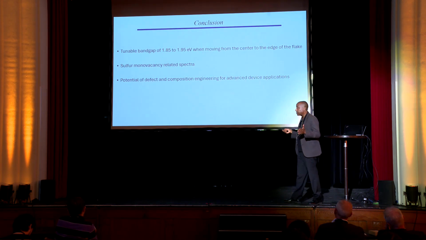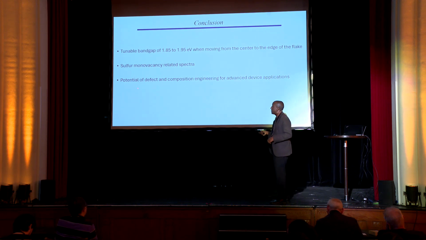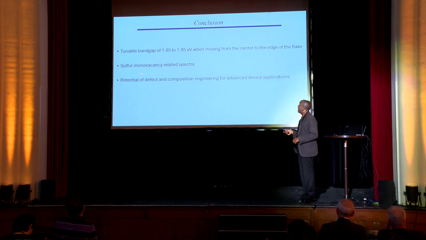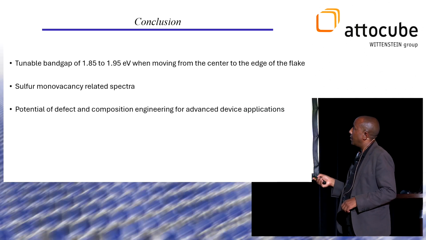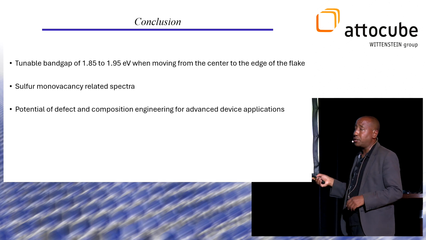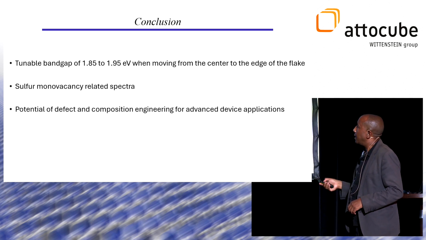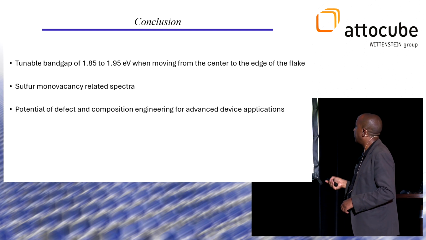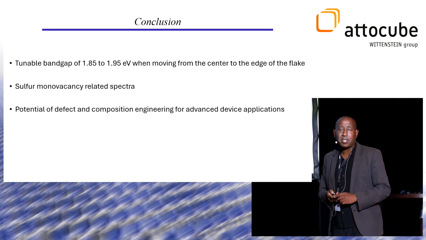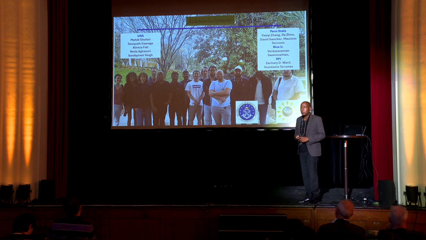So very simple spectroscopy results, completely far-field, showed you that these kinds of samples allow you to tune the band gap by about 1 eV from the center to the edge, and these sulfur monovacancy-related peaks play a role in the spectra. This may allow for some advanced device applications. So with that, I'm going to open the floor for questions.